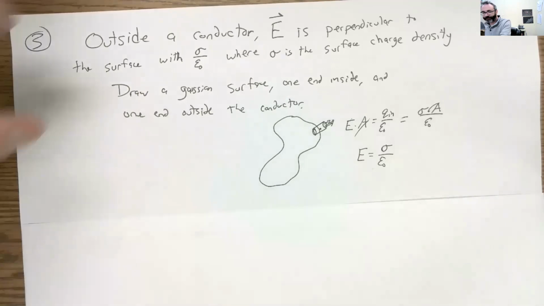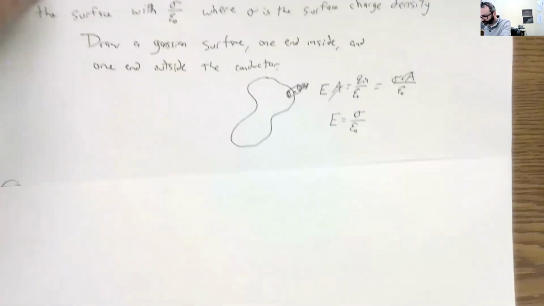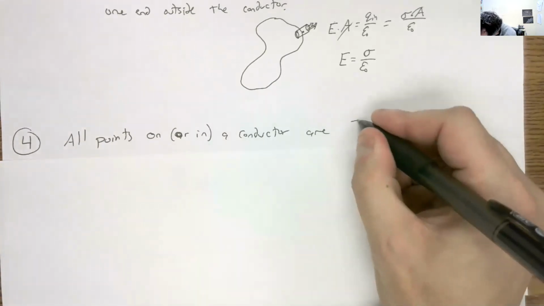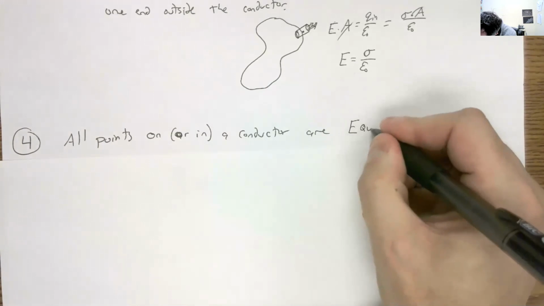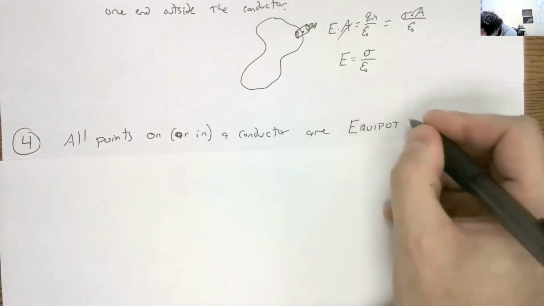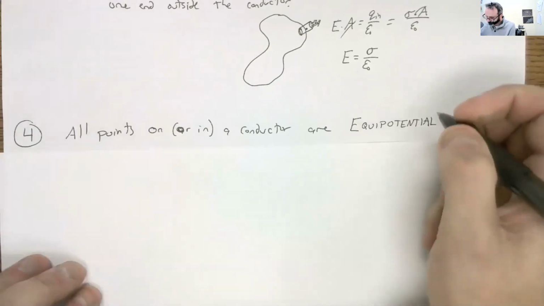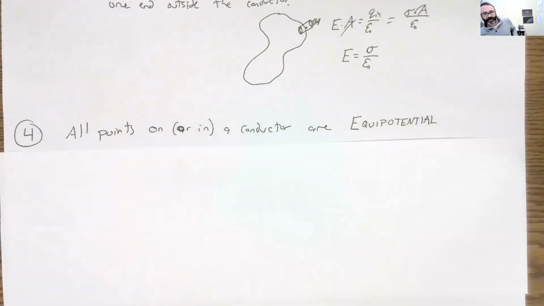All right, and finally, the last thing to know about conductors: all points on or inside of a conductor are equipotential. They're all at the same potential. Any point on your conductor is always at the same potential. That's kind of easy to see for the inside part of the conductor, right?